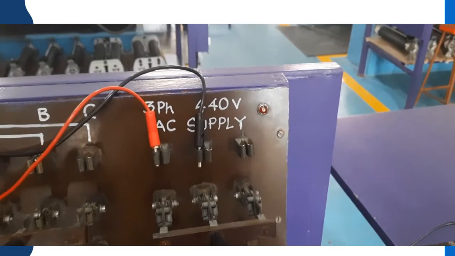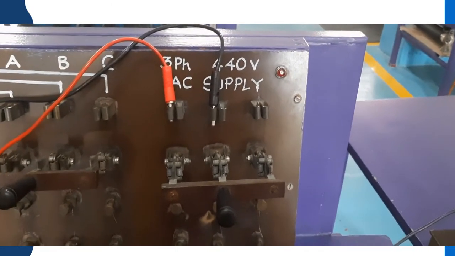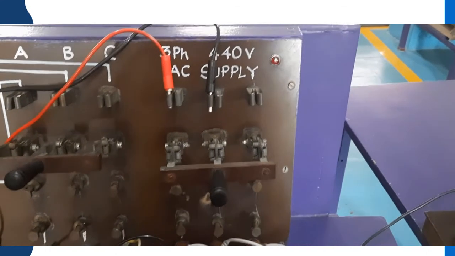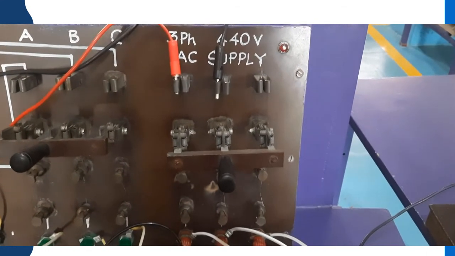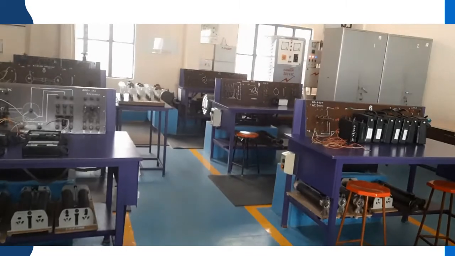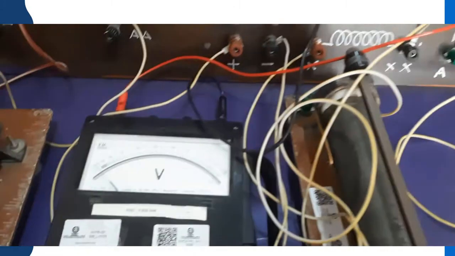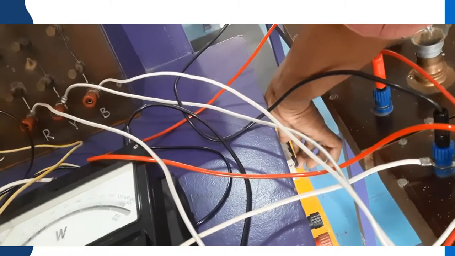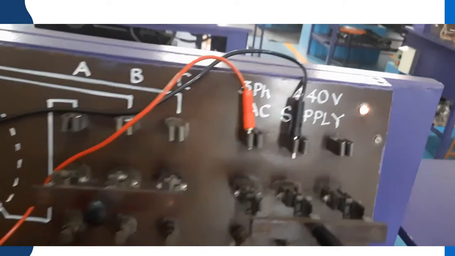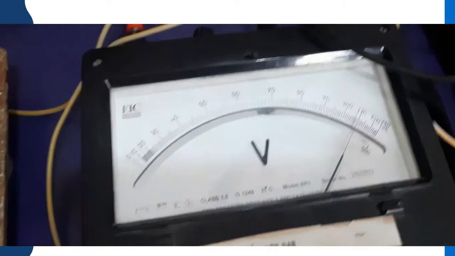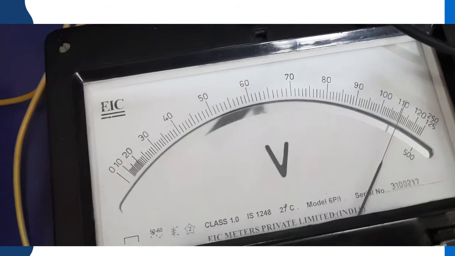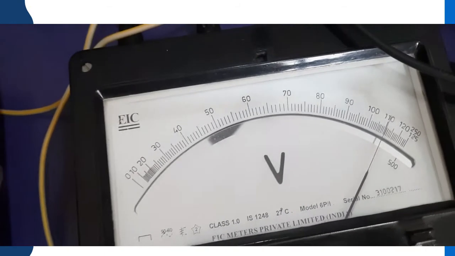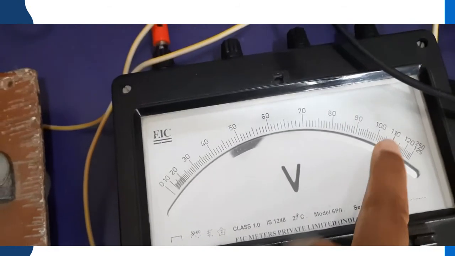Now I have to match this supply voltage, that is 3-phase 440 volts AC supply. Whether 440 volts is received or not, I have to check that voltage from the AC supply. So by using a voltmeter, I will check whether 440 volts is received or not by turning on the 3-phase AC source. Now the light is on, so you can check whether the 440 volts is achieved or not. Here you can see the wattmeter is showing 110. The maximum scale I connected is 500. So what do I have to do?